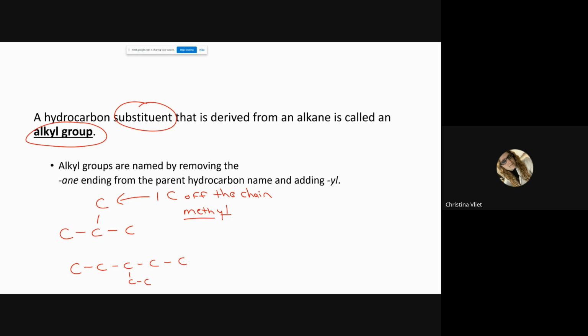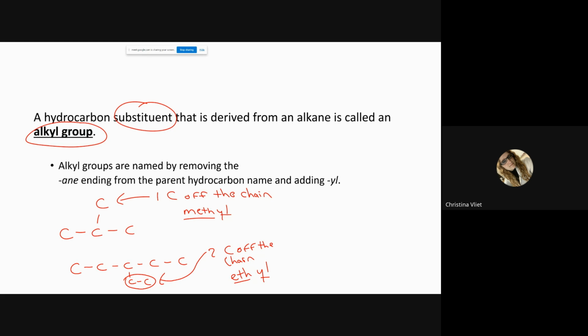If you've got a different carbon chain, let's say you have this going on. Look at the one at the bottom I've just drawn. How many carbons are off the chain there? 2. So if I see 2 carbons off the chain, what's the prefix for 2 carbons? Eth. And then off the chain is going to be il, the alkyl group. So this is called ethyl.